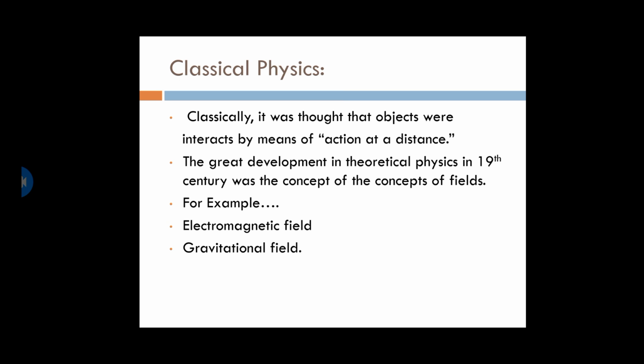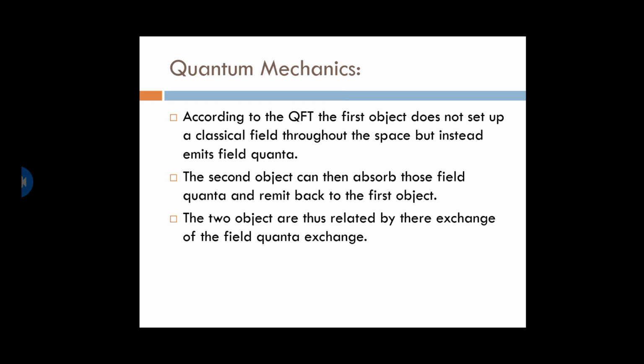The first object interacts with the field, not directly with the second object. Their interaction is possible through the fields. If there is one object and there is another second object, their interaction is possible only through the field. It may be a gravitational field or it may be an electromagnetic field. This is the concept of classical physics. As in the previous slide, we discussed the interaction of two objects classically. According to classical physics, interaction of two objects is possible through a field. It may be a gravitational field or an electromagnetic field.